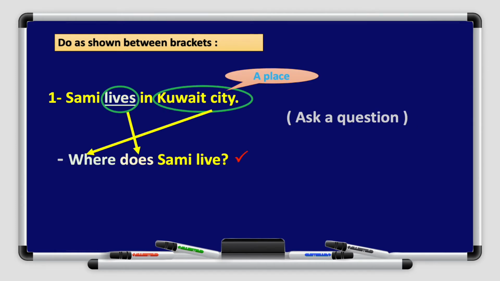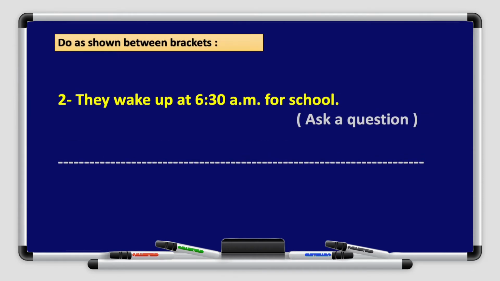Excellent. Where does Sami live? Here we started with WH word, where, and then we add helping verb, does, because the verb is lives. Where does Sami live? And the answer, Sami lives in Kuwait City. One more. They wake up at 6:30 a.m. for school. What will you ask about here? Think of it.